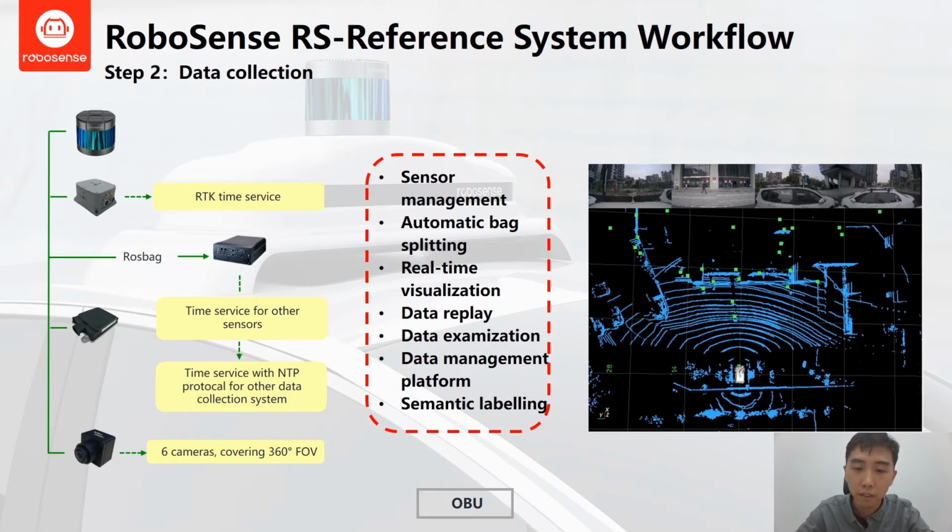So we have this semantic labeling function for each bag file. People can label it, for example, as a cut-in file, cut-out, or special vehicles and so on. For one bag file, there can be several different labels. And we will provide a data management platform to manage all this data, so the test operators or the R&D people can make better use of all these test data.